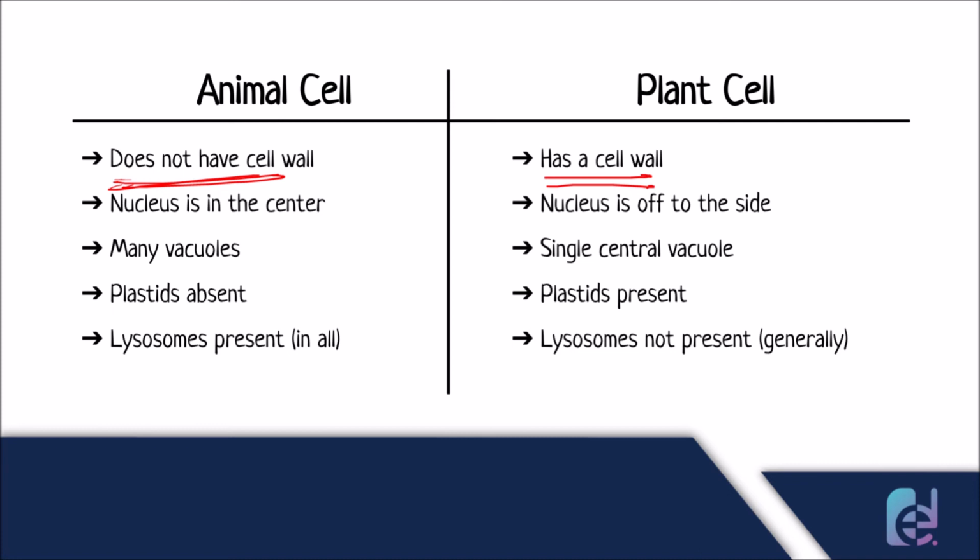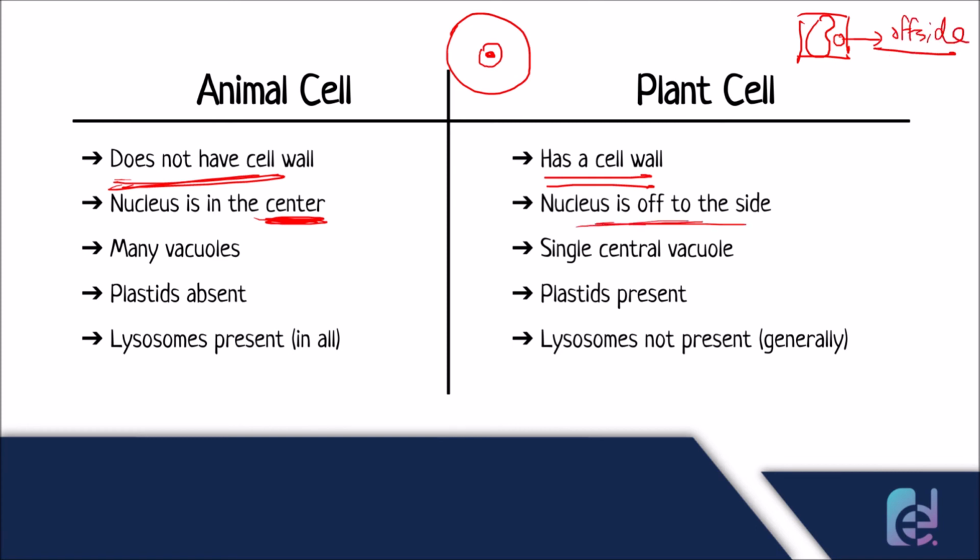In the animal cell, the nucleus is in the center. If you remember, we drew the nucleus in the center. But in the plant cell, because the vacuole is so big, the nucleus is actually pushed off to the side, because the vacuole takes so much space.